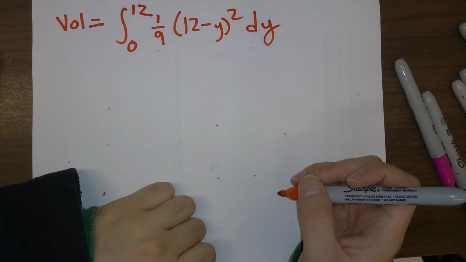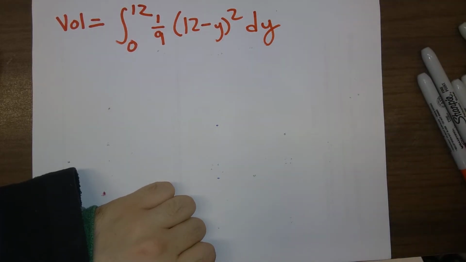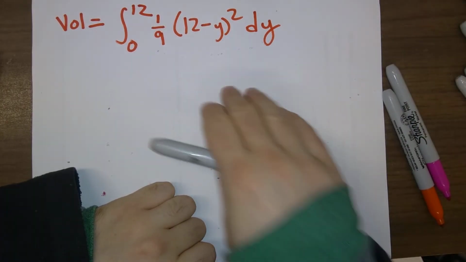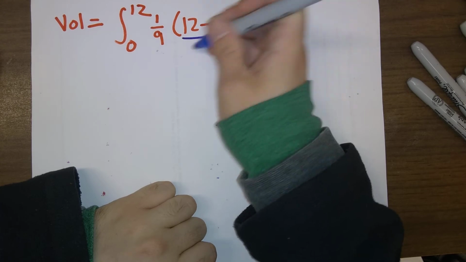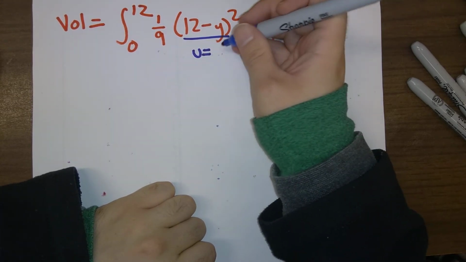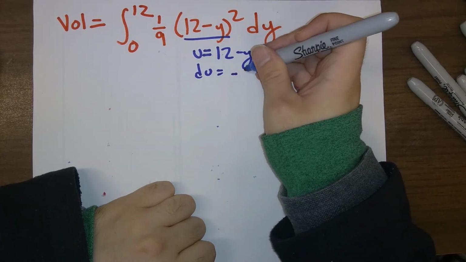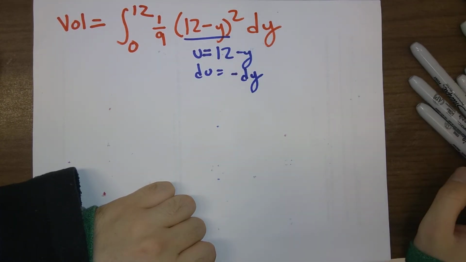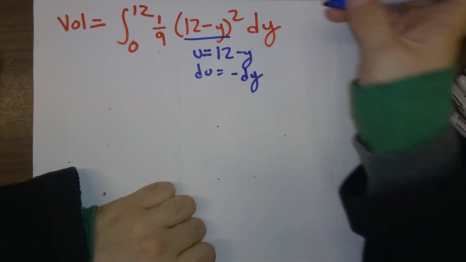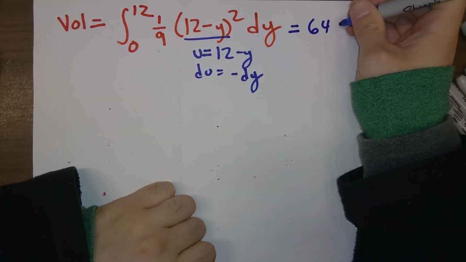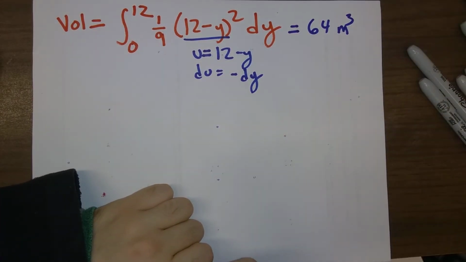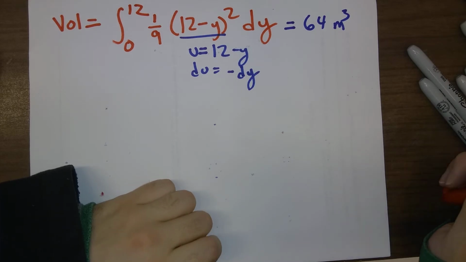Okay, so at this point, in the interest of time, I will leave evaluating this integral as an exercise for you. The best way to do it is a substitution: u is equal to 12 minus y, du is equal to minus dy, and you can go from there. And when you crunch out everything, you end up with 64 cubic meters as the volume of this pyramid.